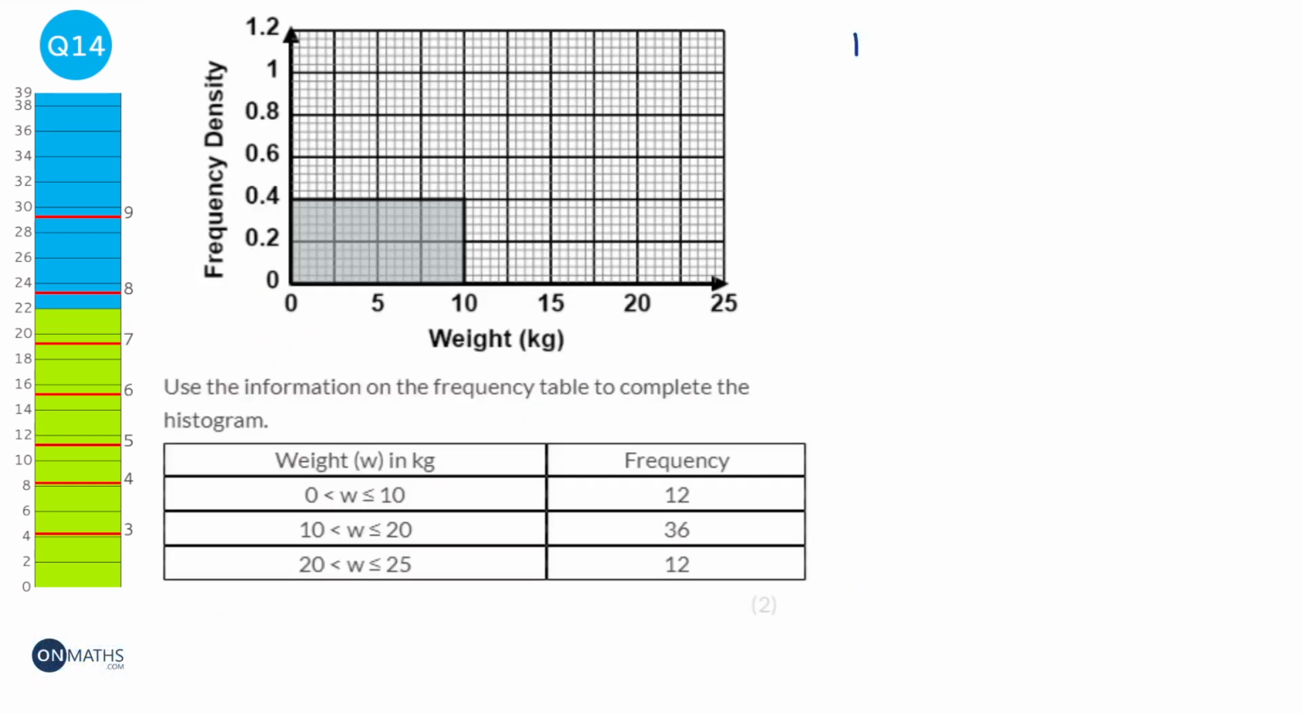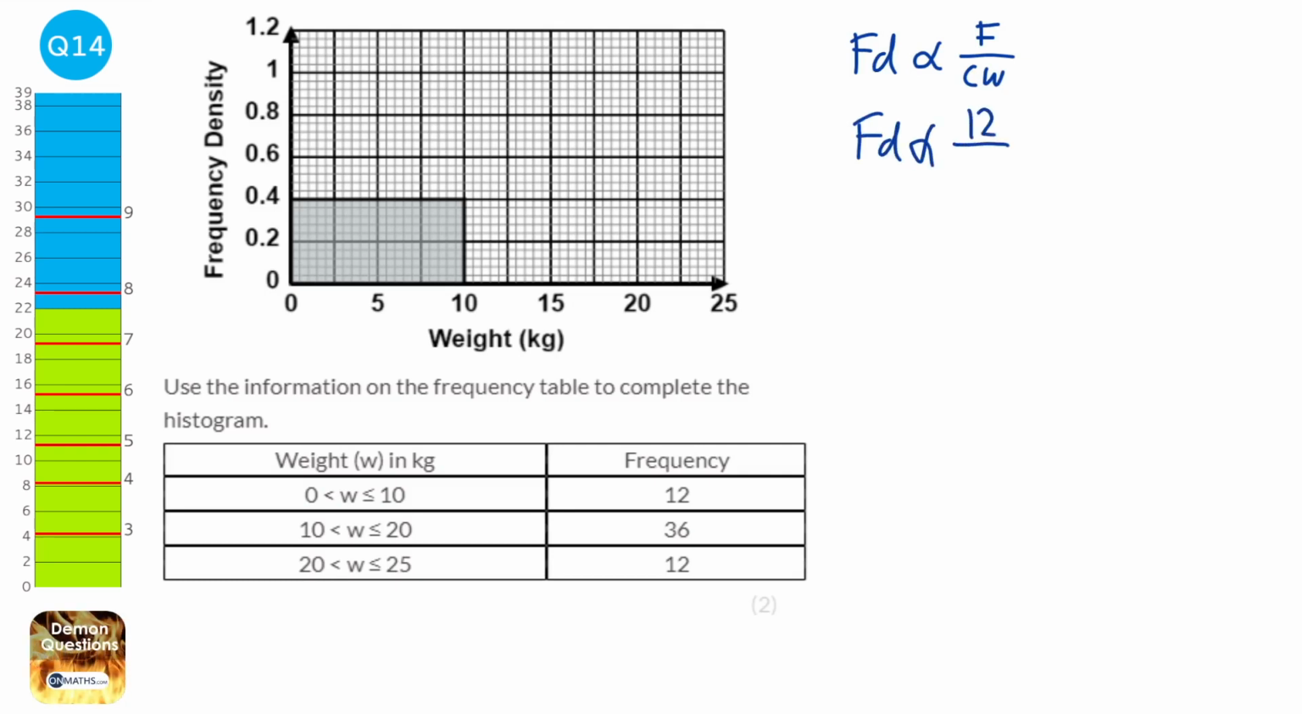So we know that frequency density is proportional to frequency over class width. And so looking at this first bar, we've got a frequency of 12 and the class width is 10 wide. So the frequency density you would think would be 1.2, but if we look at it, it's actually 0.4. So we know that we're going to have to divide it by 3 to get there. So our formula is frequency density is the frequency divided by class width divided by 3.